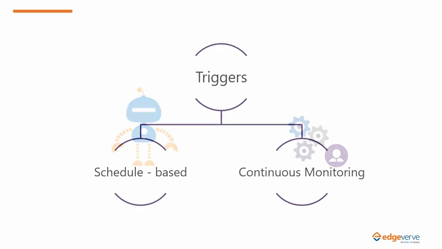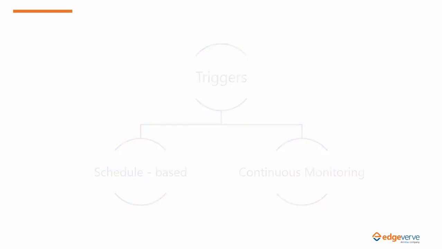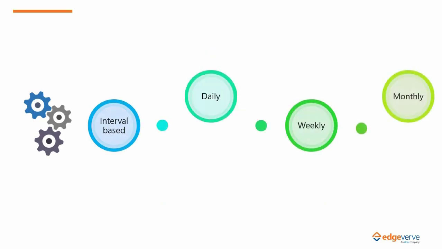One can configure two types of triggers: schedule-based and continuous monitoring. Schedule-based triggers are chosen when the process has to be executed at regular intervals or on a daily, weekly, or monthly basis. Interval-based triggers take an input of a particular value of time, for example, every 15 minutes.